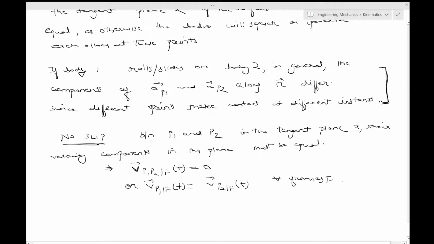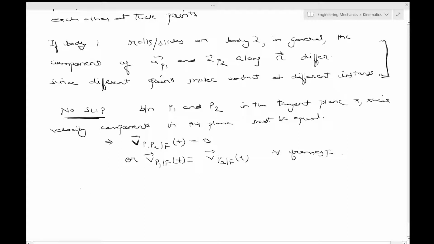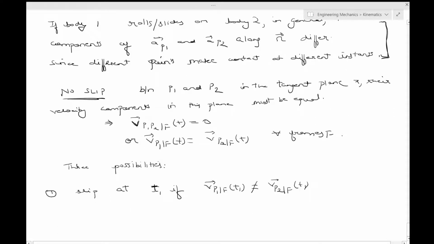So let's consider three conditions. This will be more clear if we consider three possibilities. One is slip at T1 if the velocity of P1 by F at T1 is not equal to the velocity of P2 of F at T1. Clearly there will be a slip if the relative velocity is not 0, and hence the velocity of P1 at this given time T1 is not equal to the velocity of P2 at the same time.